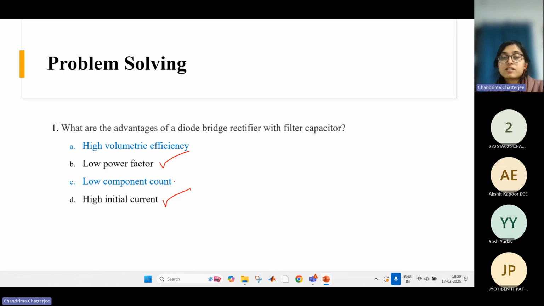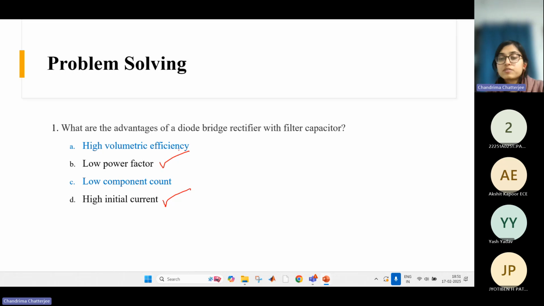Definitely these two points cannot be advantages, right? Because low power factor is in no way good. If your power factor is poor, that is not an advantage, that is a disadvantage. Similarly, high initial current means if it initially draws a very large current, that is not good for the circuit. It can damage some components, some devices of the circuit. So these two, A and C, are the advantages.